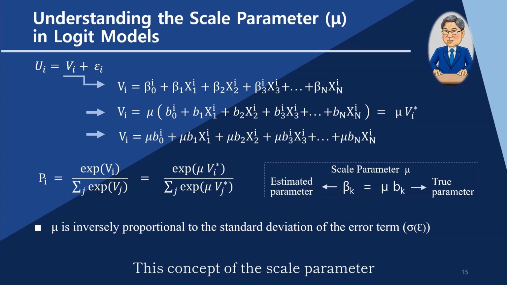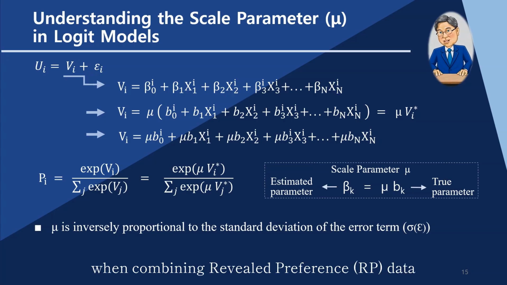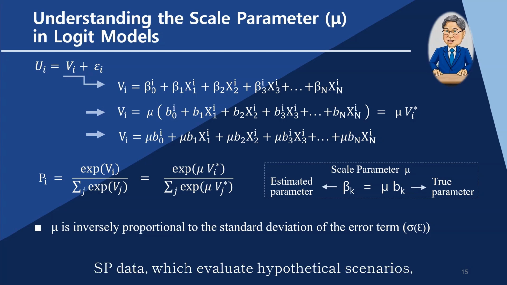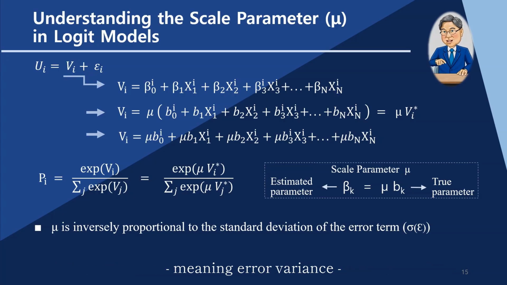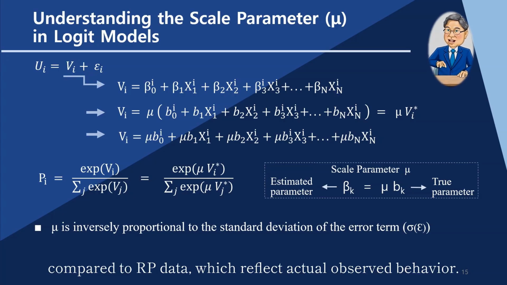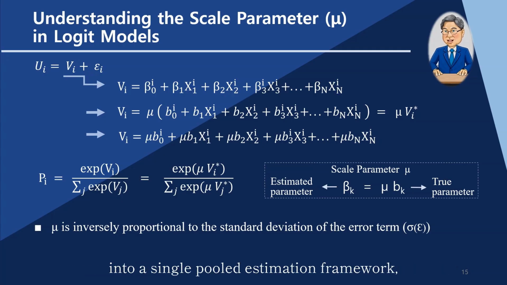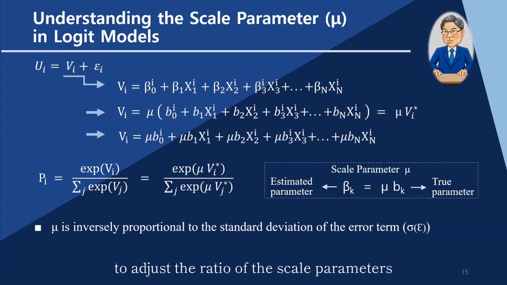This concept of the scale parameter is critically utilized in practical analysis when combining revealed preference data, RP data, and stated preference data, SP data. SP data, which evaluate hypothetical scenarios, inherently possess a different level of response uncertainty, meaning error variance, compared to RP data, which reflect actual observed behavior. Therefore, when integrating both datasets into a single pooled estimation framework, a scaling procedure must precede the estimation to adjust the ratio of the scale parameters and align the data onto the same baseline.